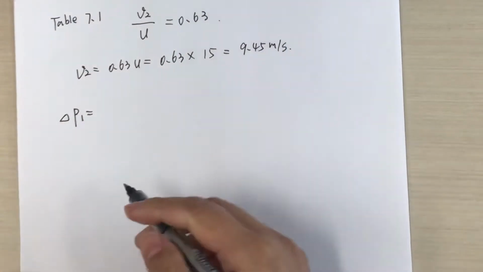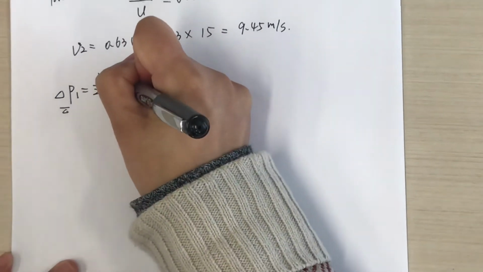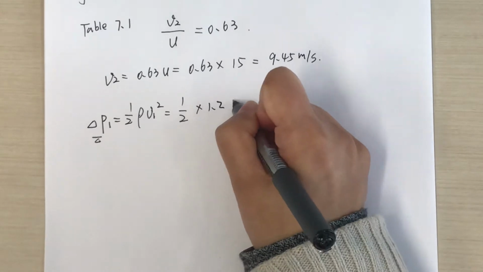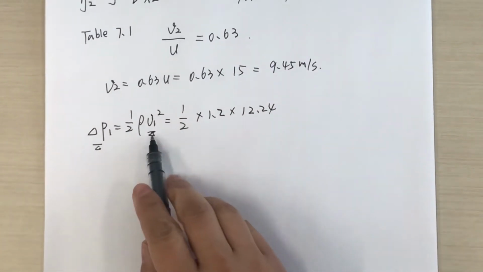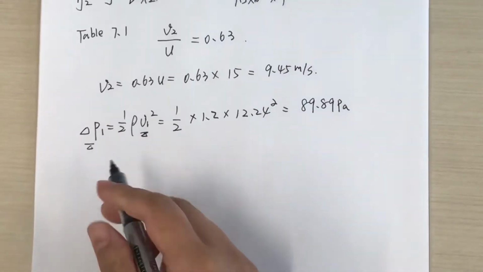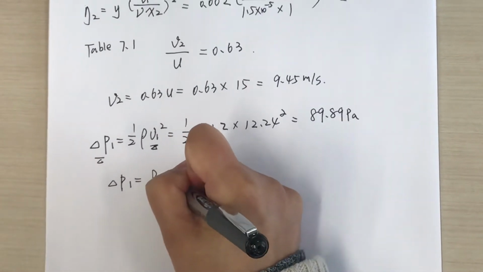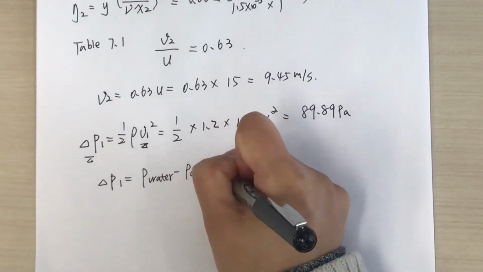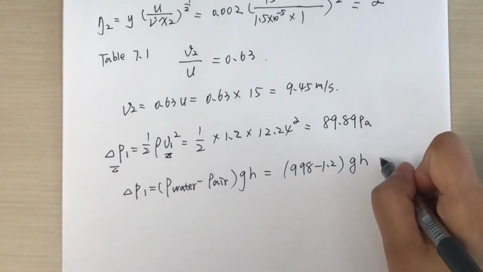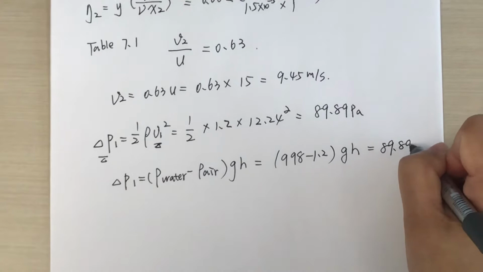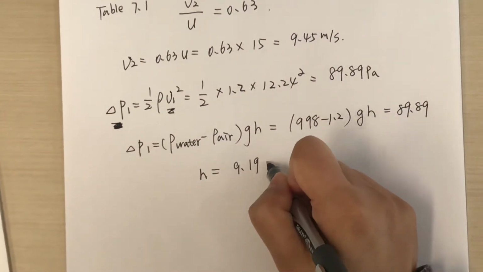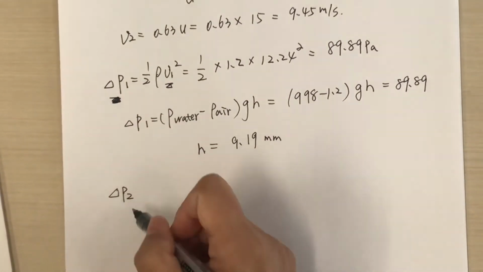For pitot tube 1, for the pressure here we use the Bernoulli equation. So we can get the pressure difference. Because we have already found this, we can get the pressure difference of pitot tube 1. We can still use their density and their height to get the pressure difference. Here it should be equal to the pressure difference. So here we can get H is 9.19 meter, and the same for pitot tube 2.